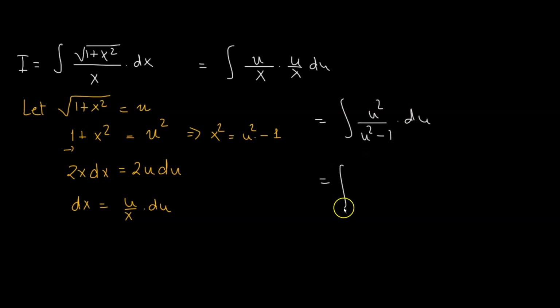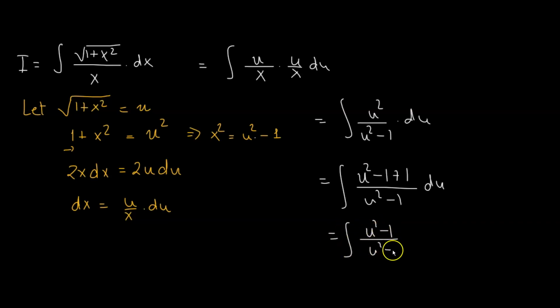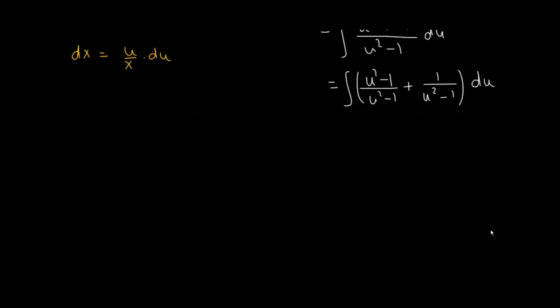Fine. Now what we'll do in the numerator, we will subtract 1 and add 1, whole divided by u squared minus 1, du, and this will be equal to u squared minus 1 divided by u squared minus 1 plus 1 divided by u squared minus 1, du. Or simply we have integration du plus integration du divided by u squared minus 1.